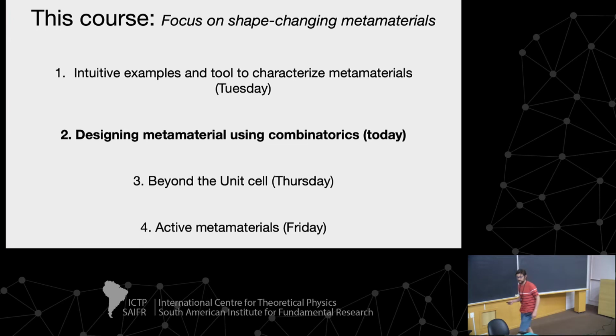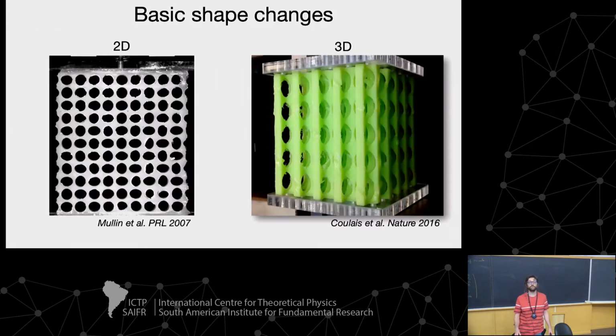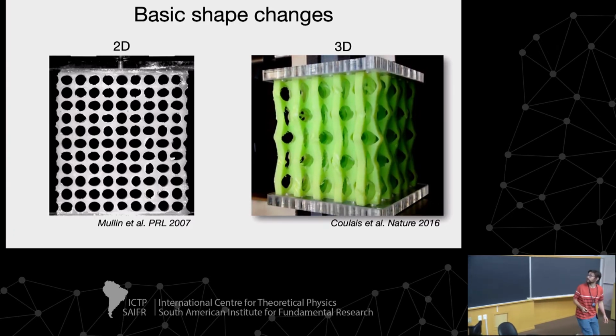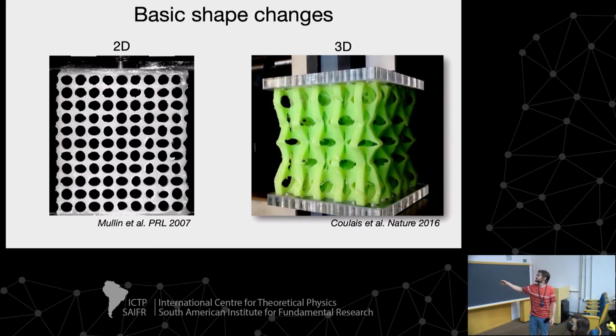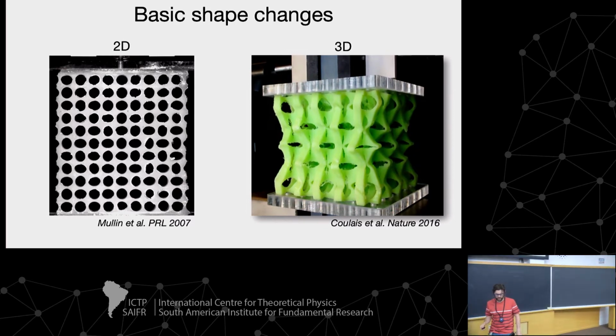So let me come back to the outline today. So design. What I showed yesterday, we discussed a lot about this auxetic, so negative Poisson ratio. And what I told you is that this is one of the most basic ways to change shape. This is an example, for instance, in 3D, where you have this object, you compress, it shrinks on all sides. And this is due to some pattern of internal rotations, as we discussed yesterday, right?